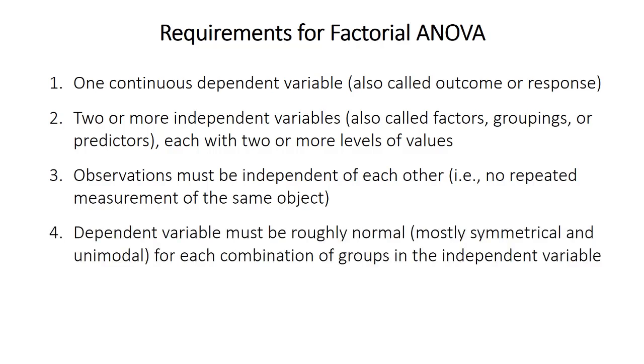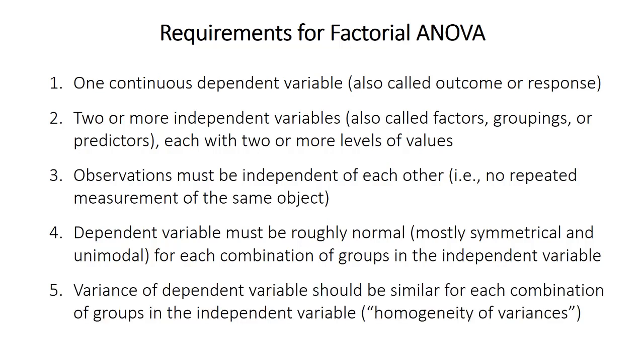Fourth, the dependent variable must be roughly normally distributed, which means more or less symmetrical and unimodal for each combination of the groups. The test isn't that sensitive to this, unless there's a good amount of skew in some of the variables. And fifth, the variance of the dependent variable should be roughly similar for each combination of groups. This is technically called the homogeneity of variances. So also note that the sample sizes end up being quite important, but there'll be much more on that later on.